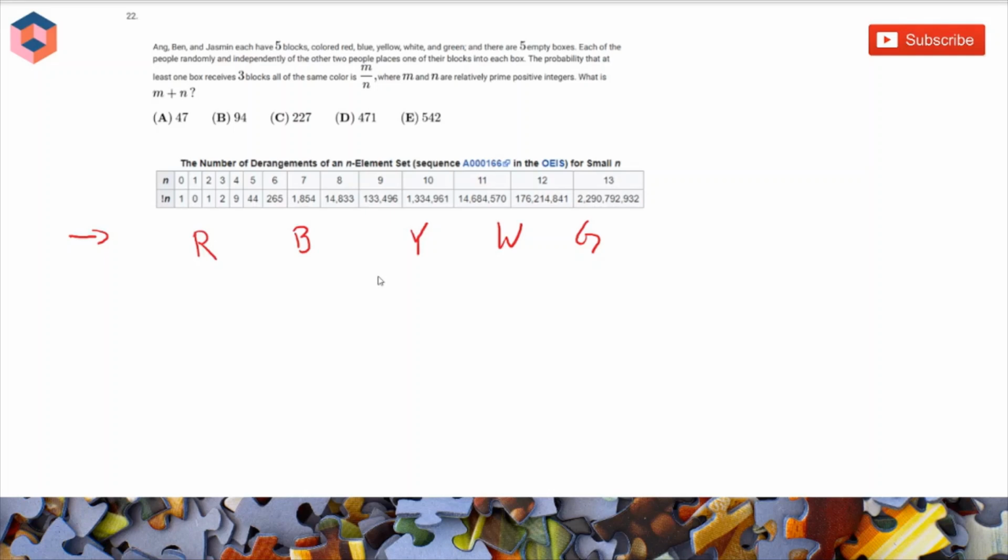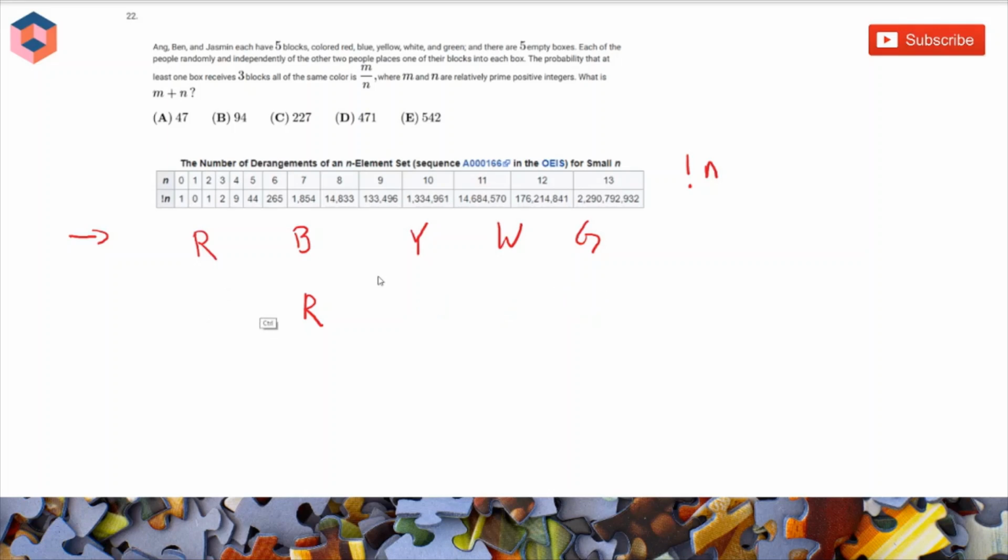The number of derangements of an n element set, which is represented with this factorial-like symbol before the number, is just the number of ways that you can have a permutation of n things where none of the elements are in the original order. For example, if R was in box 1 and B was in box 2, and so on, then a possible derangement would be B, R, Y, W, G. Nothing is in its original position.